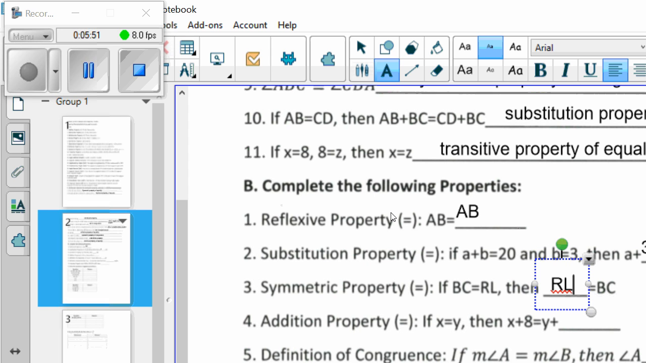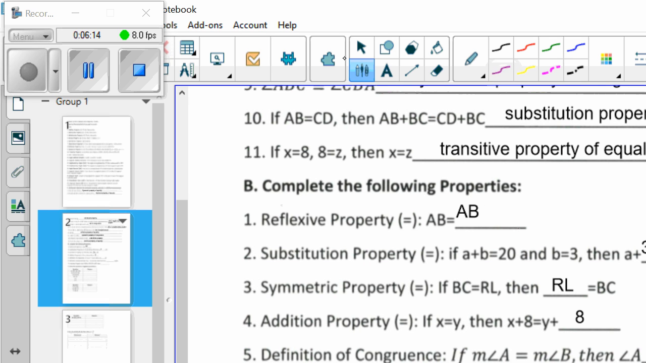RL equals BC. Number 4, the addition property: if x equals y, then x plus 8 equals y plus 8. So with the addition property, I'm just adding the exact same thing to both sides. Definition of congruence.